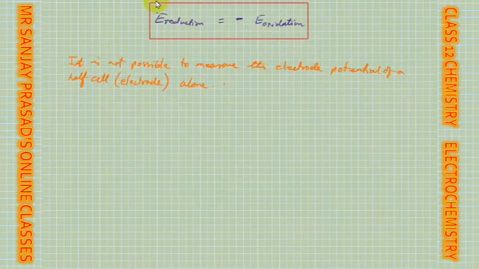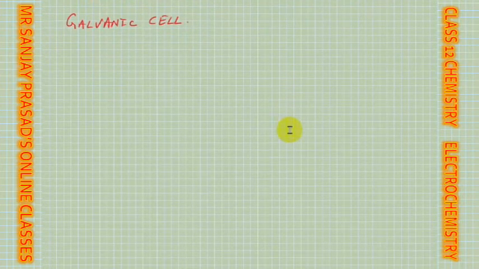So what does a galvanic cell look like? A galvanic cell contains two half cells, the oxidation half cell and the reduction half cell, and these two cells are connected with a salt bridge.